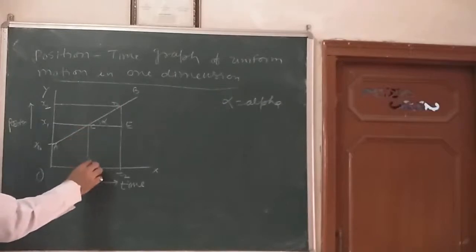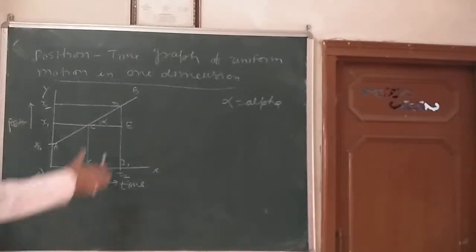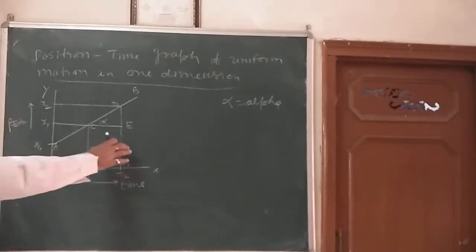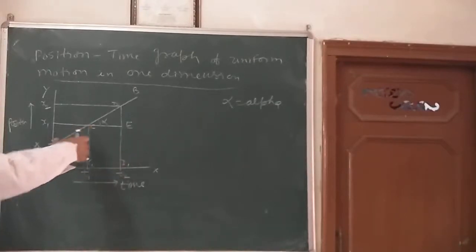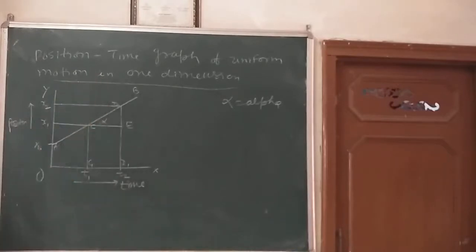At C, suppose this position is C1 and this position is D1. So see in this graph what we are getting. In this position time graph of uniform motion in one dimension, it is in uniform motion, or we can say in one dimension. It is a straight line.